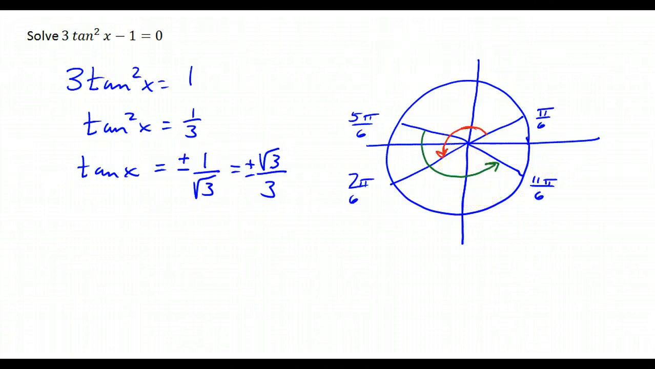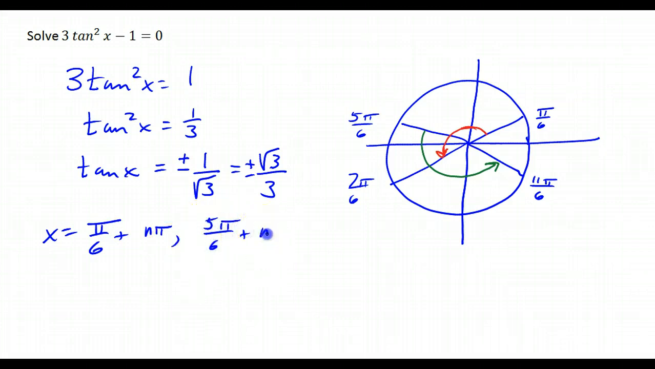So instead of adding multiples of 2 pi, since I'm dealing with tangent, I'm just going to add multiples of pi. So x will equal pi over 6 plus multiples of pi and 5 pi over 6 plus multiples of pi. These answers give us the positive root 3 over 3's, and these answers give us the negative root 3 over 3's.